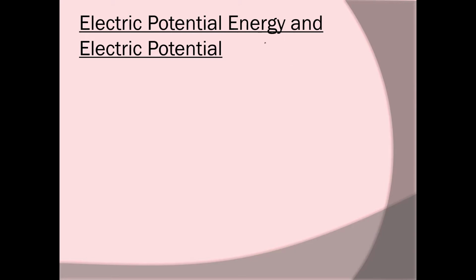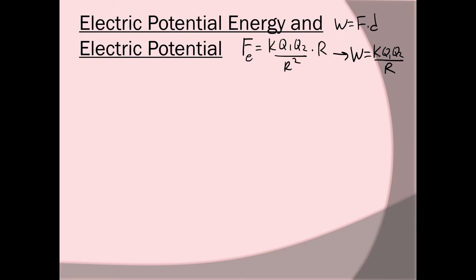If you recall from earlier, Coulomb's law gave us the electric force was kQ1Q2 over R squared, right? And work, as we know, is force times distance. So let's say I multiply this by a distance. In this case, the distance would just be R. Then this would create a work equation that would be equivalent to kQ1Q2 over R. There we go. So this equation is the electric potential energy between two charges.